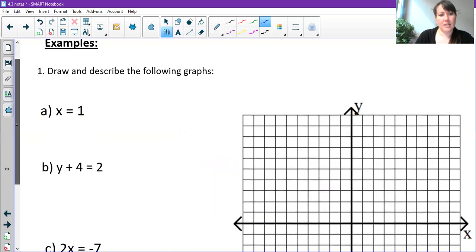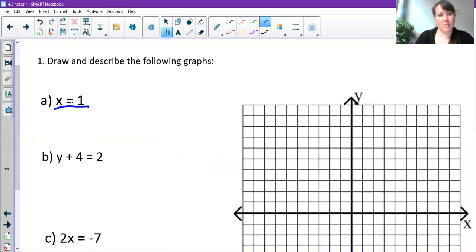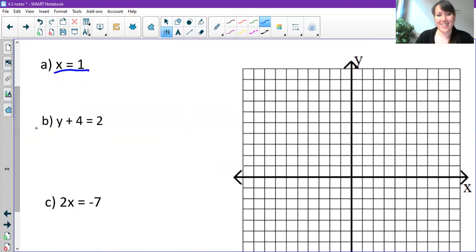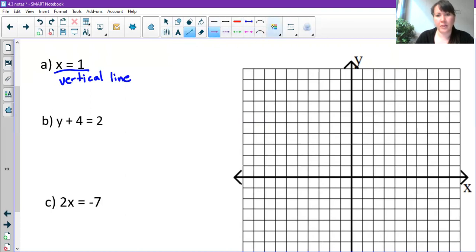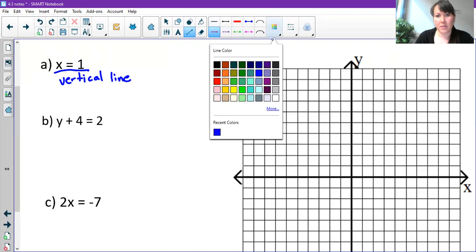We're going to draw these lines. If we notice that you only have one variable, which is in this case x equals 1, x is always 1, x cannot change. So that means I can't move left and right. The only option I have is to go up and down. So this is a vertical line. And let's draw this on our graph. I'm going to use blue for this one.